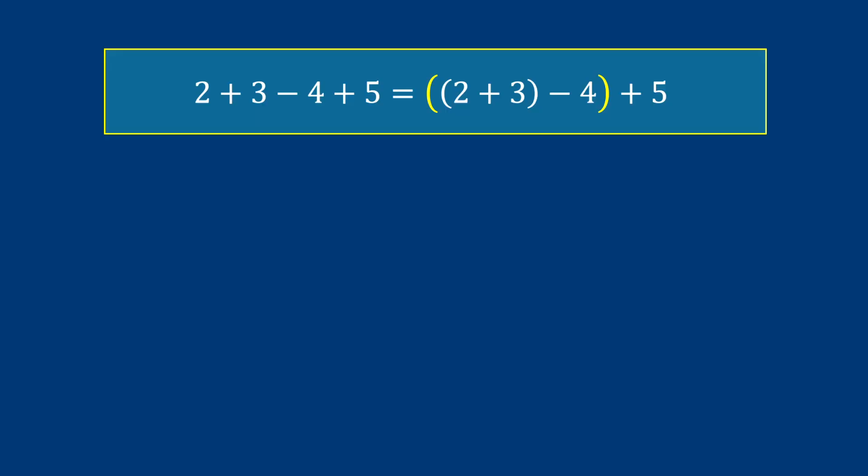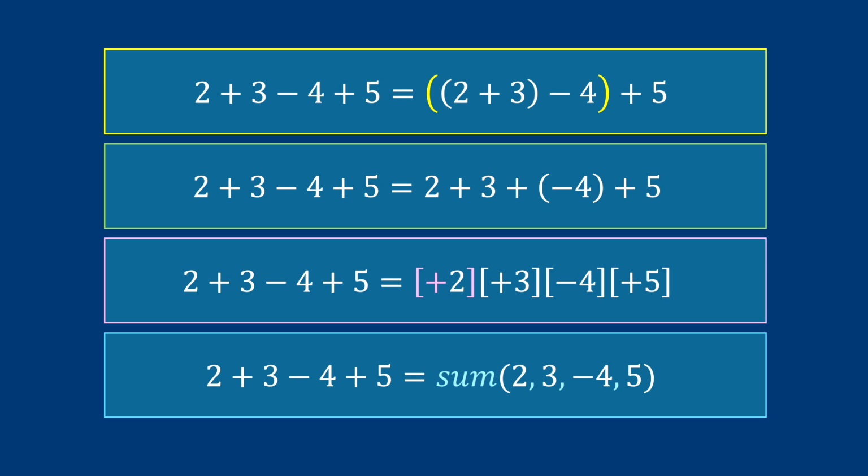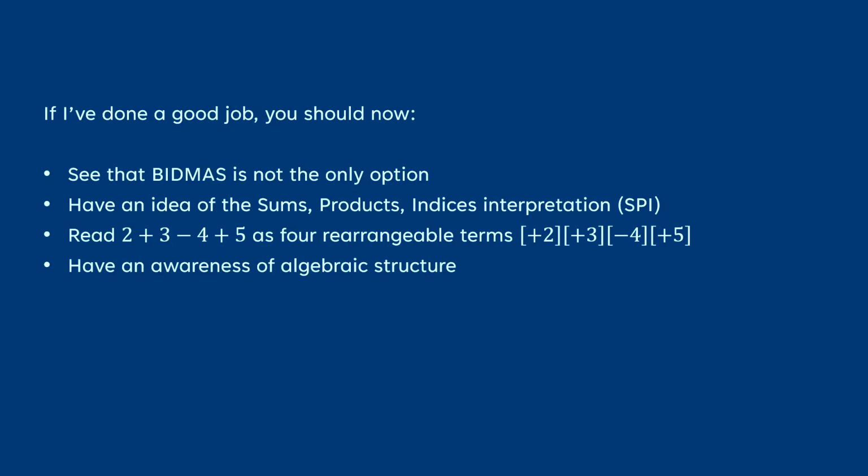Okay, so if I've done my job well today, you'll notice that there are multiple different ways that you could read that first expression. There isn't just one way to read maths. So if all has gone to plan, you should now see that BIDMAS is not the only option. I hope now that you've got an idea of sums, products and indices, if you didn't already have that before, and that you can now see that 2 plus 3 take away 4 plus 5 can be viewed as 4 rearrangeable terms, and this is a very advantageous way to see it.